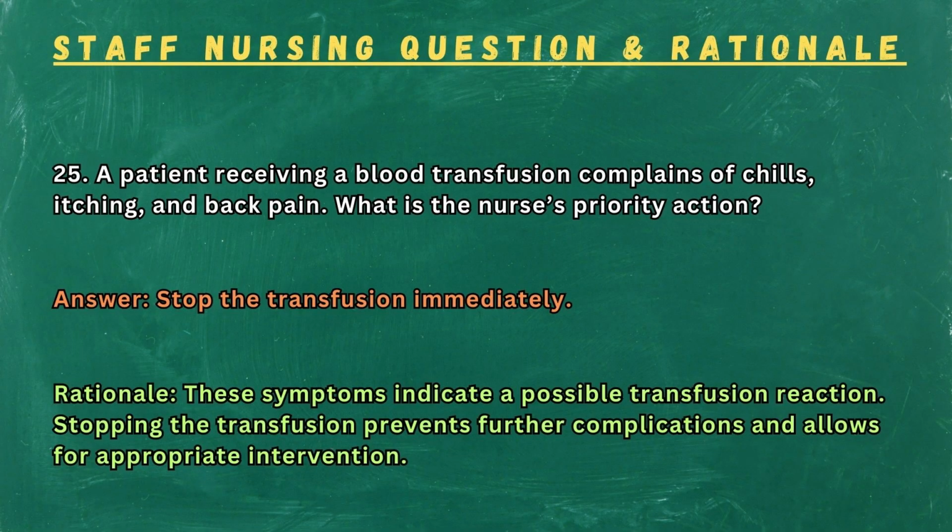25. A patient receiving a blood transfusion complains of chills, itching, and back pain. What is the nurse's priority action? Answer: stop the transfusion immediately. Rationale: these symptoms indicate a possible transfusion reaction. Stopping the transfusion prevents further complications and allows for appropriate intervention.